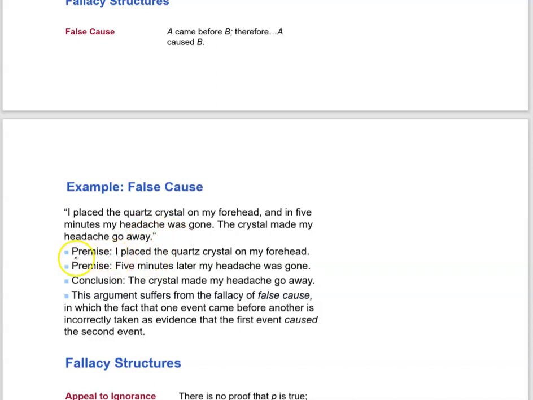So the premise is I placed the quartz crystal on my head, and another premise is that 5 minutes later my headache was gone, therefore the crystal made my headache go away. Well, that's false cause, because not necessarily. This argument suffers from the fallacy of false cause, in which the fact that one event came before another is incorrectly taken as evidence that the first event caused the second event.